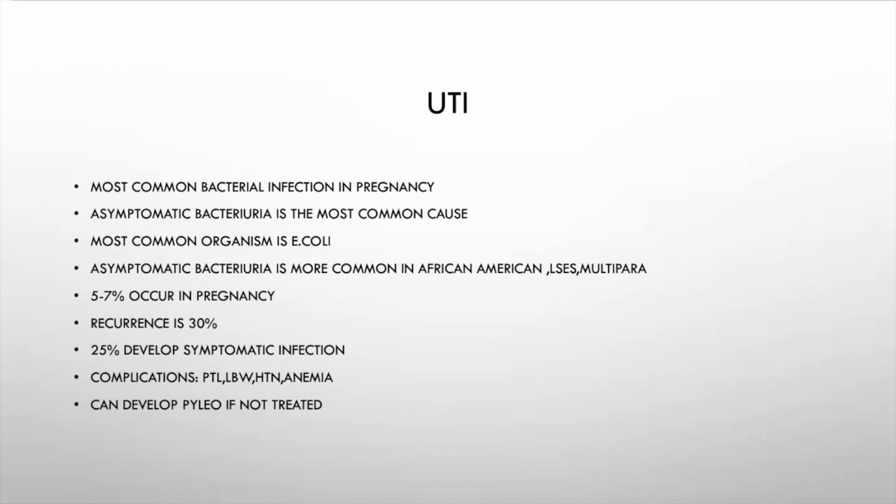Complications usually are preterm labor, low birth weight, hypertension, anemia, and they can develop pyelonephritis if they're not treated. So the numbers you need to know are that it's 5 to 7% in pregnancy, the recurrence rate is 30%, and the most common organism is E. coli.